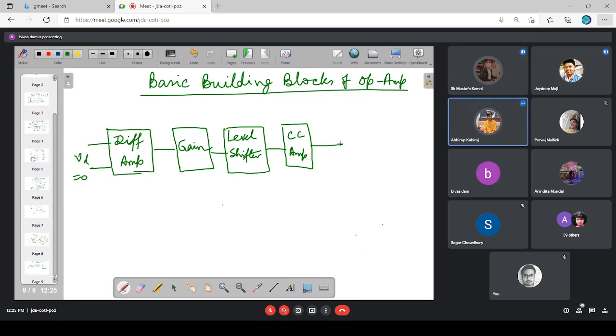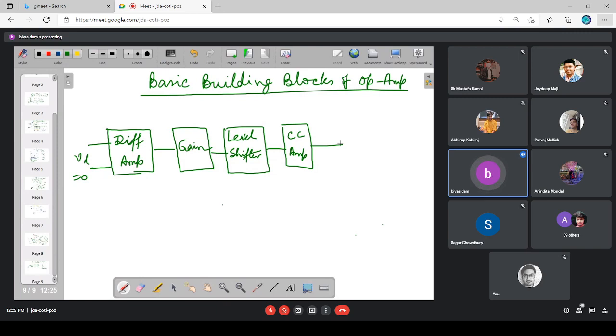So level shifter. That's the level shifter. It was the purpose of the level shifter to ensure zero output for the zero input difference voltage. Is it not? But that is not happening. Why is it not happening?